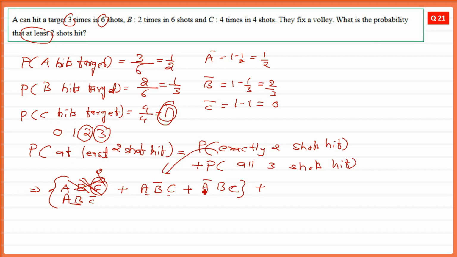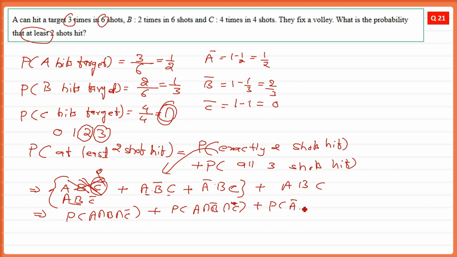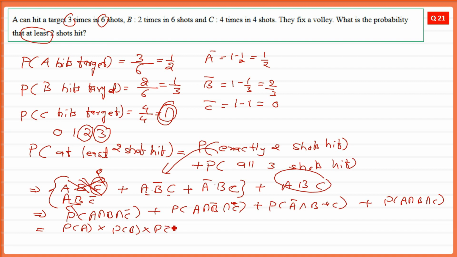AB is happening, AC is happening, BC is happening. Now, all 3 shots happening is A, B, C. So P(A ∩ B ∩ C complement), P(A ∩ B complement ∩ C), and the third is A complement, B, and C. Then the fourth one, all 3 shots, P(A ∩ B ∩ C). Since these are independent events, we can write it as P(A) into P(B) into P(C complement), P(A) into P(B complement) into P(C).